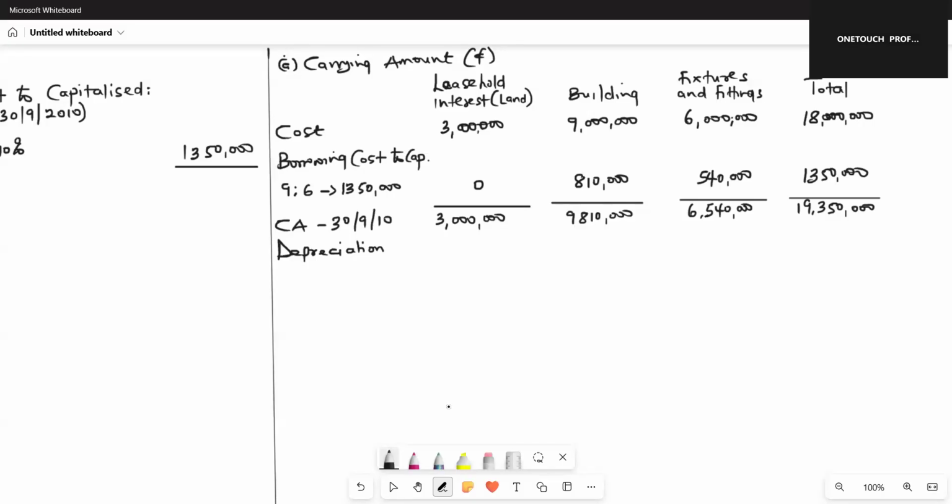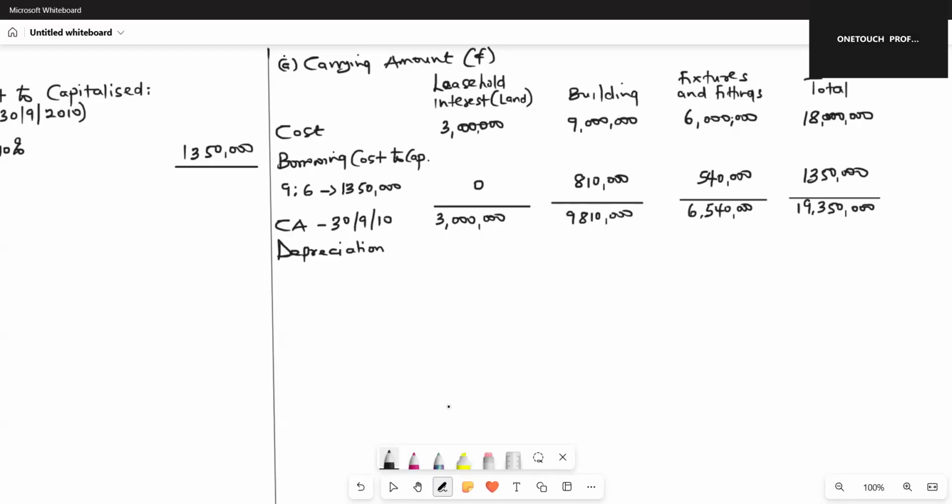I should have shown working. So in either case you have to show working. You have to write borrowing cost to capitalize: 9 million over 50 million times 135, then you push it to building. Then move to the next line: 6 million over 50 million times 135, then you push it to fixtures. Did you get it? Well, in this answer, if you don't show working, you lose the mark for the working. So depreciation.